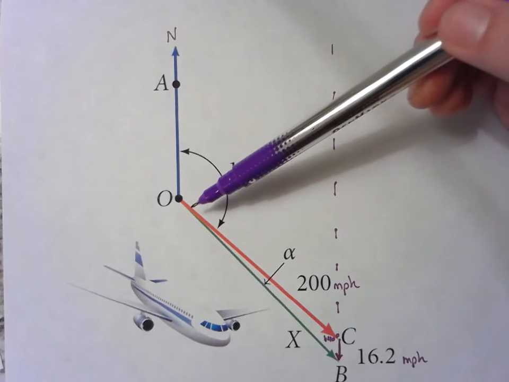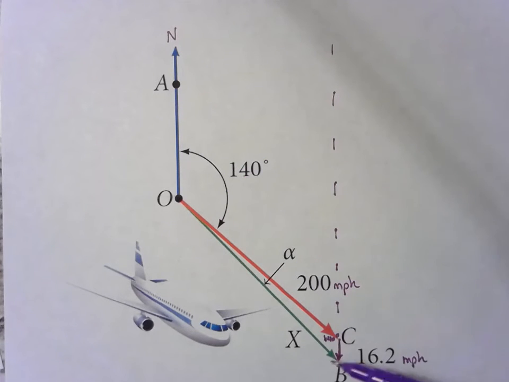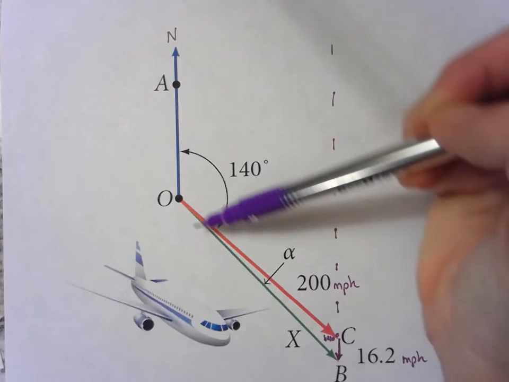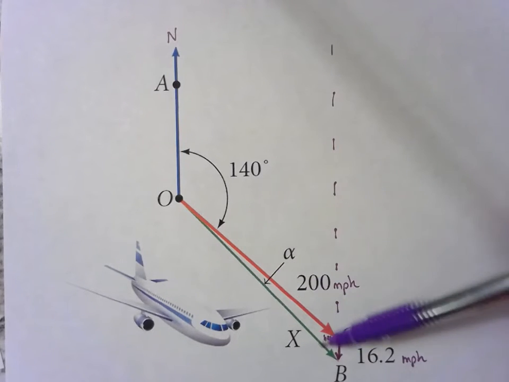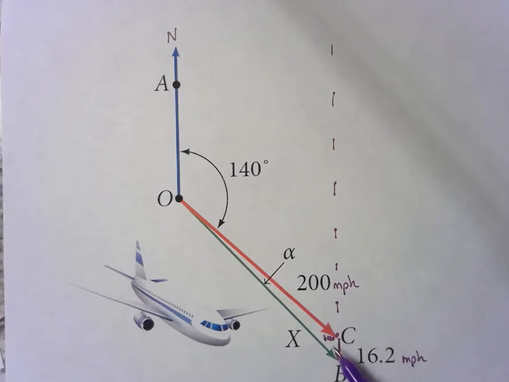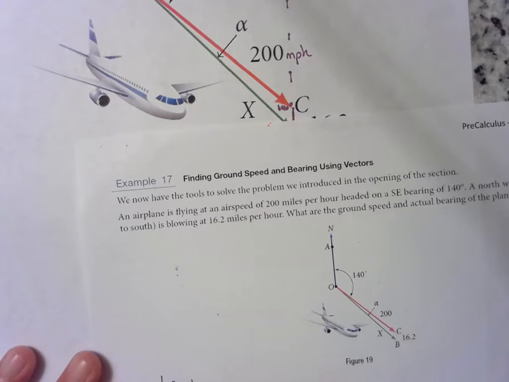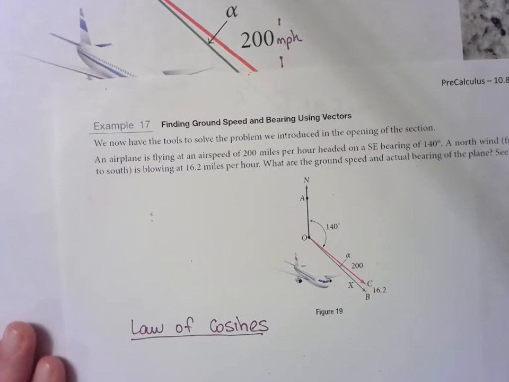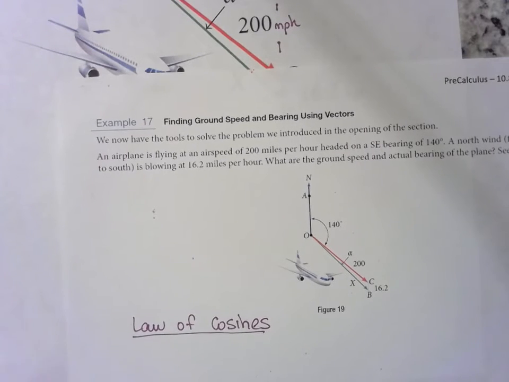We know this side, we know this side, we know the angle between them. We're looking for where the airplane is actually moving. That's this green line right here. So if we know two sides and the angle between them, can't we use the law of cosines? Okay, let me switch back over here to the other page. The law of cosines. Now, what did that say again? If you need to go back and look it up, you're welcome to, but I am going to write it down for us.